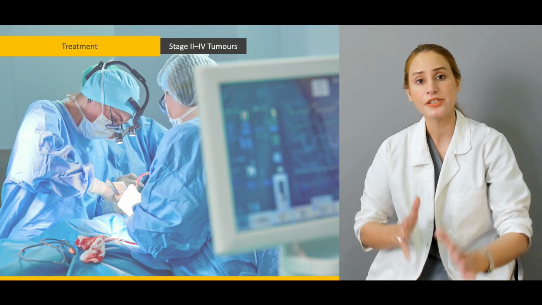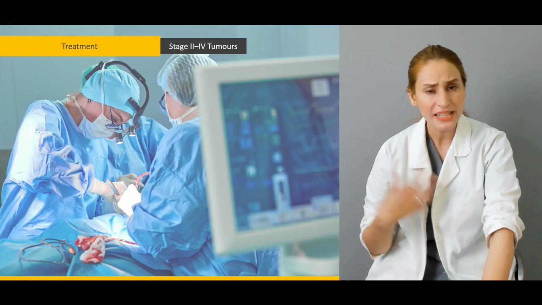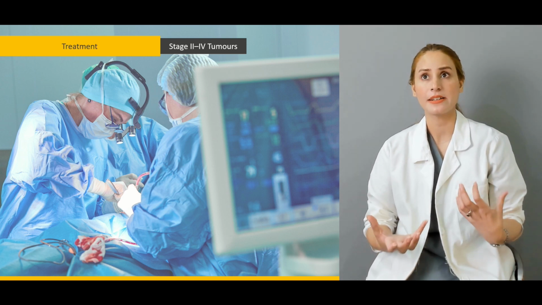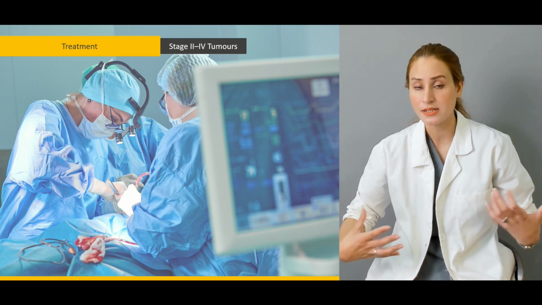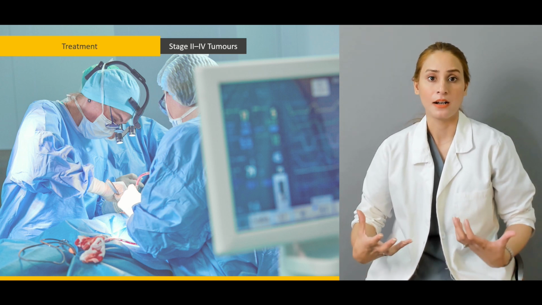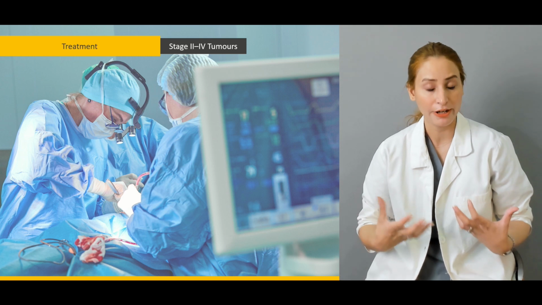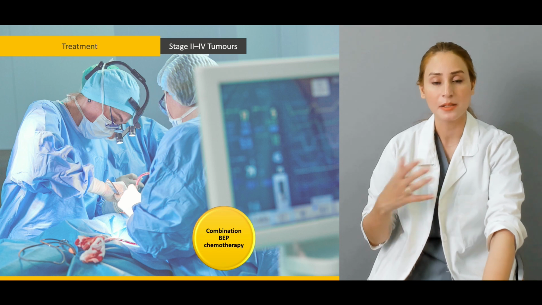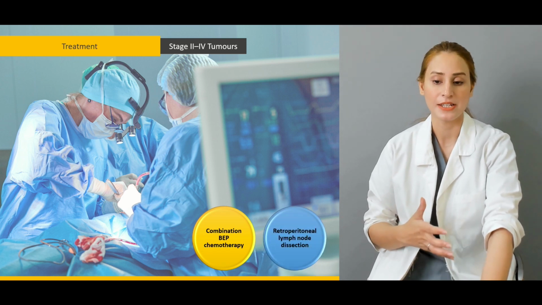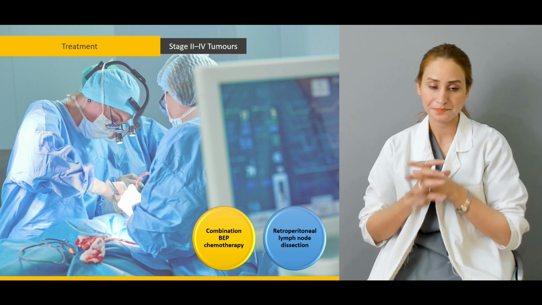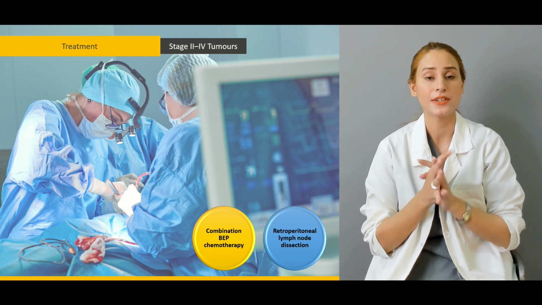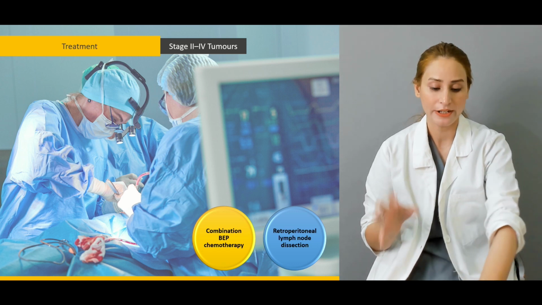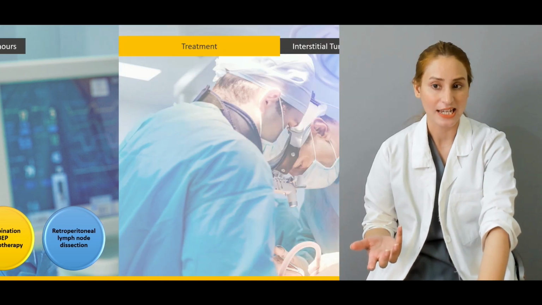So in case of stage 2 to 4 tumors, like in case of 2 and 3, there's a nodal metastasis. So we know that nodes respond very nicely to the radiotherapy. So the treatment option for the 2 to 4 tumors is combining the radiotherapy with the chemotherapy. And sometimes, if there is a metastasis to the abdominal wall and the abdominal cavity, you can also go for the retroperitoneal lymph node dissection.